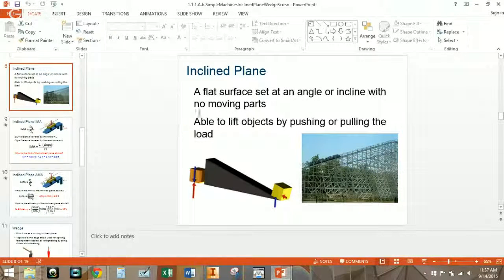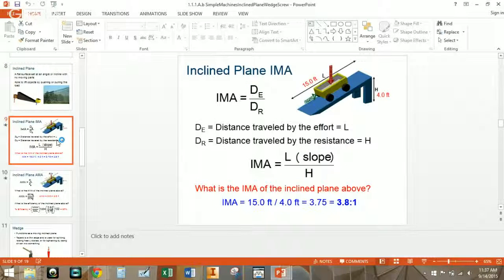An inclined plane is just a flat surface set at an angle, or an incline, with no moving parts, able to lift objects by pushing or pulling the load instead of just lifting it straight up. So it allows us to put in less force, but we need to cover more distance.